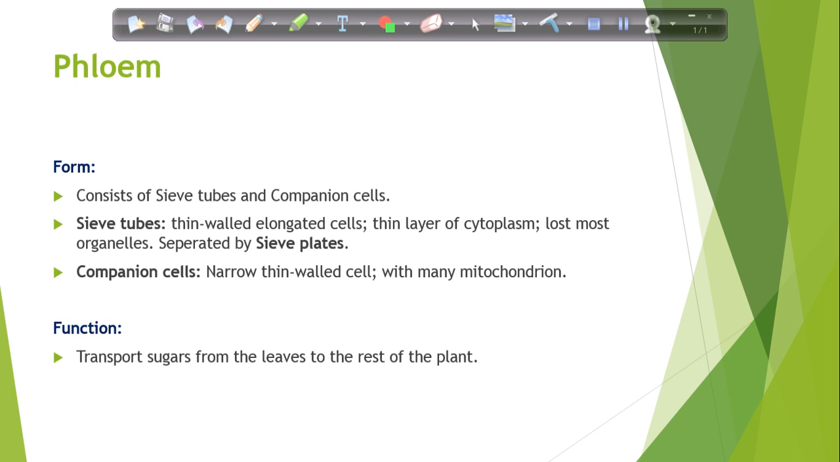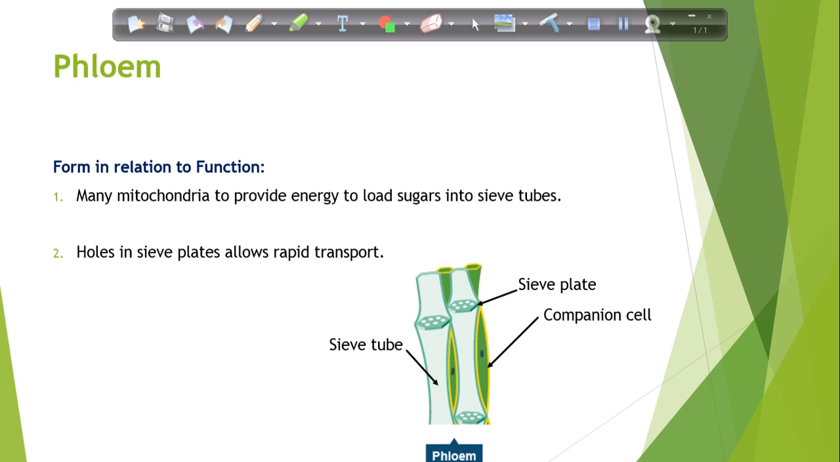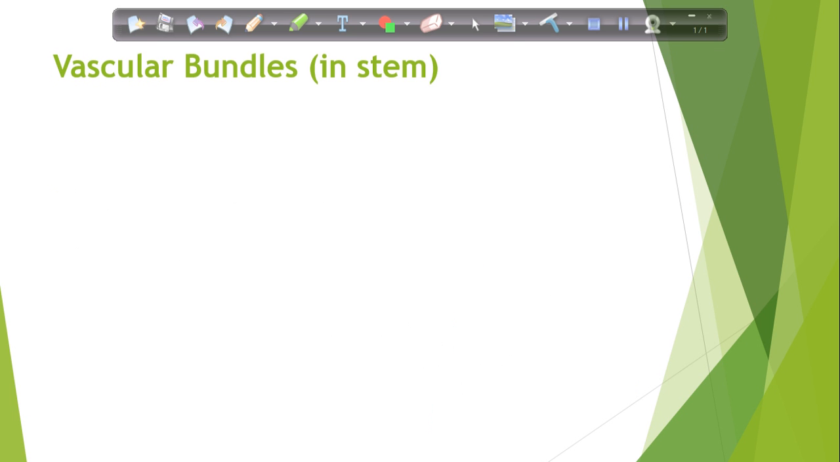The main function of the phloem is to transport the sugar produced from photosynthesis to other parts of the plant. The presence of the mitochondria in the companion cell is to provide energy for the sieve tubes. The sieve plates that possess numerous holes also facilitate rapid transport of the sugars. Xylem and phloem are arranged in vascular bundles, but differ in arrangement within the stem or roots.